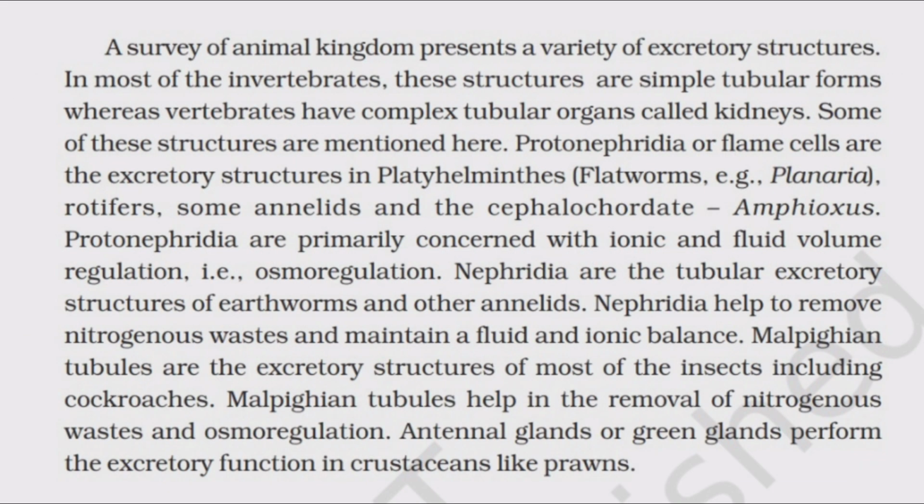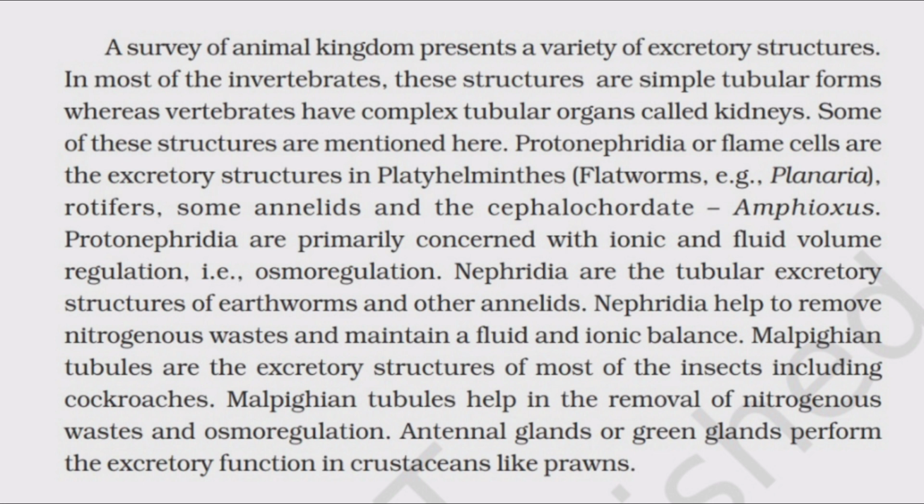A survey of the animal kingdom presents a variety of excretory structures. In most of the invertebrates, these structures are simple tubular forms, whereas vertebrates have complex tubular organs called kidneys. Some of these structures are mentioned here. Protonephridia or flame cells are the excretory structures in platyhelminthes, flatworms, for example planaria, rotifers, some annelids, and the cephalochordate Amphioxus. Protonephridia are primarily concerned with ionic and fluid volume regulation, that is, osmoregulation.